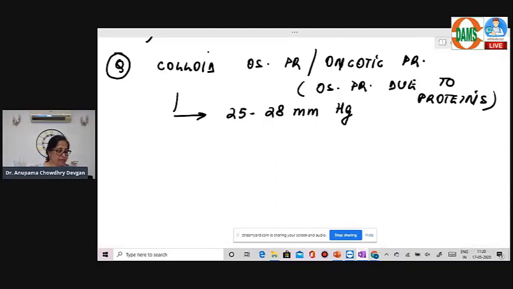Okay? Ajay Kumar Reddy, Gitanshi, it is taken as 1. It is given as 1.